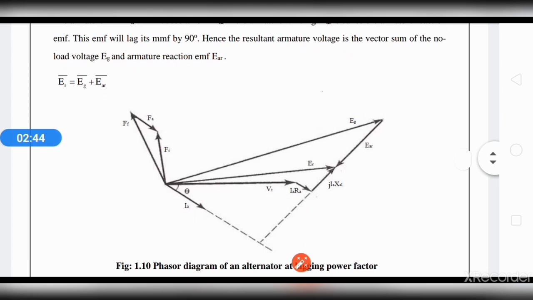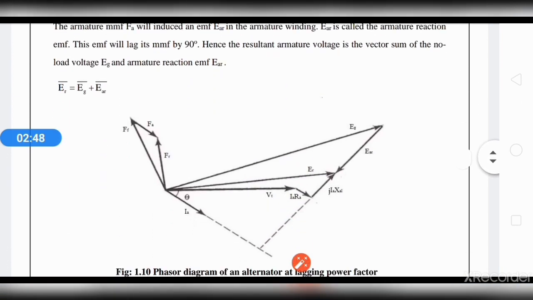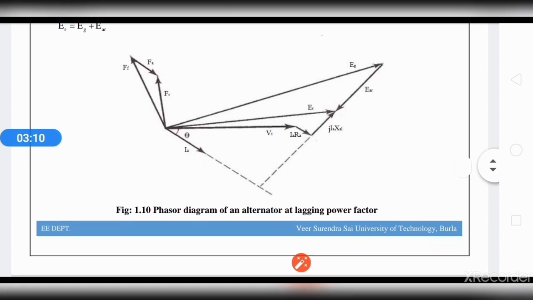The previous diagram was for unity power factor, but actually most of the loads are lagging power factor. So the resultant diagram changes a little bit in this diagram. However, the basic formula remains the same. That is, the resultant EMF developed is the summation of the generated EMF in the generator plus the armature reaction EMF.